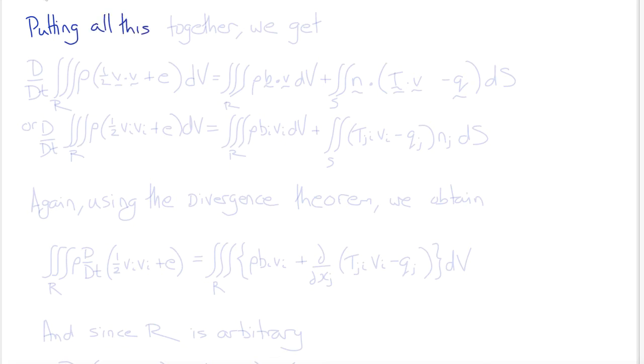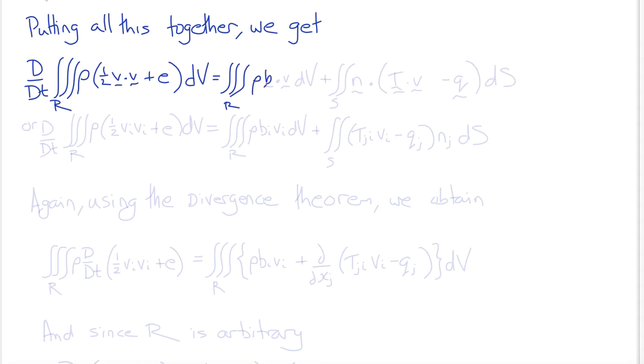So putting all of these terms together, our statement of conservation of energy becomes the material derivative of the volume integral over R of rho times 1/2 V dot V plus E, the internal energy density, integrated with respect to volume, is equal to the volume integral over R of rho times B dot V, the rate of work done by the body forces, plus the surface integral of N dotted with T dot V, so that's the work done by the surface forces, minus Q, the energy due to the heat flux.